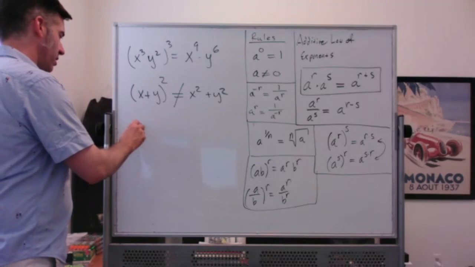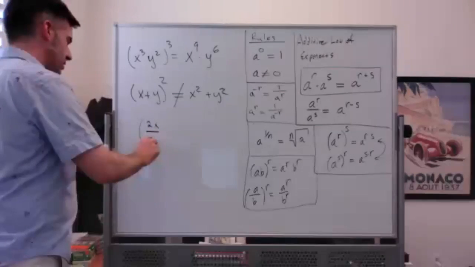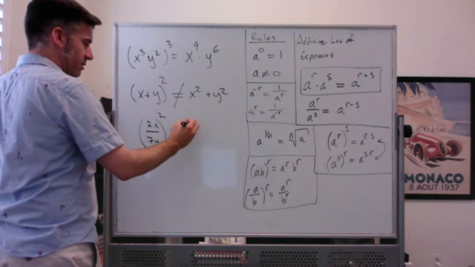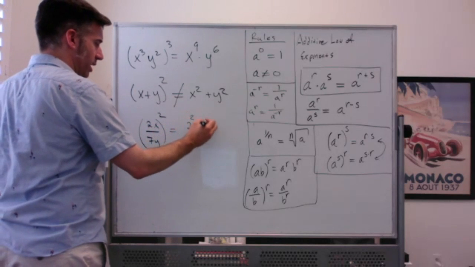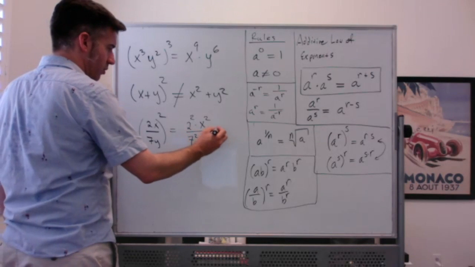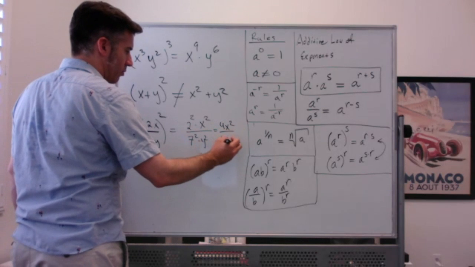So in a similar way, if you had 2x divided by 7y squared, it'd be perfectly fine to write that as 2 squared times x squared over 7 squared times y squared, which would be 4x squared over 49y squared.